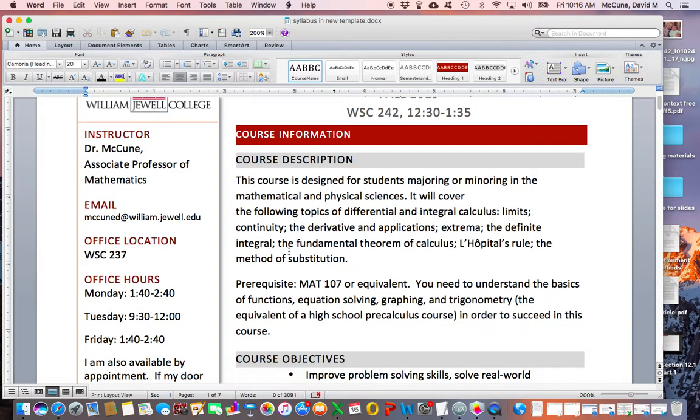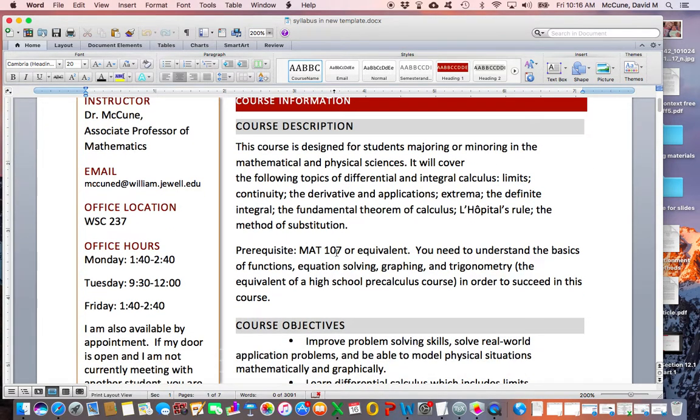This course description and course objective stuff is sort of boilerplate from the course catalog. This prerequisite is important, though. You need to have taken a pre-calculus class or have pre-calculus knowledge. If you don't know how to solve, say, quadratic equations, or what sine and cosine are, trigonometry, things will go poorly for you in this class. You just have to have some sort of foundation of knowledge to understand the calculus.